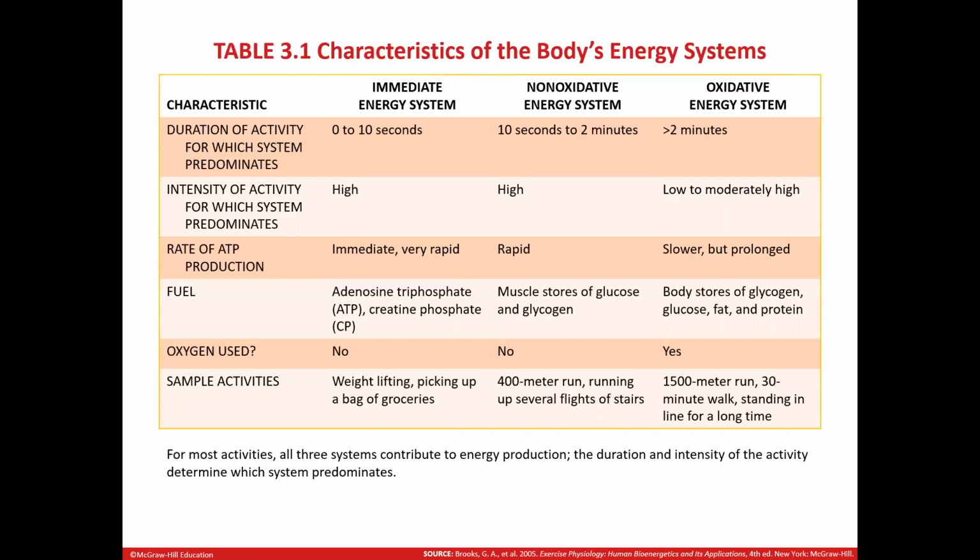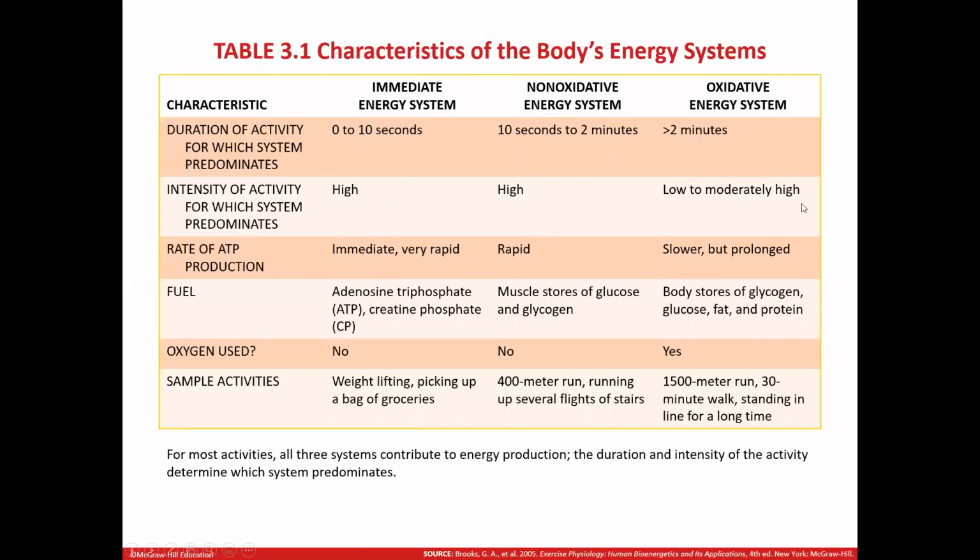So during activity, for which system predominates, as you can see, the immediate is just for 10 seconds. The anaerobic is 10 seconds to 2 minutes. And oxidative, the one with oxygen, is longer than 2 minutes. The intensity is very high, so this is when you're doing a sprint. Non-oxidative also is very high, and then oxidative is low to moderately high.